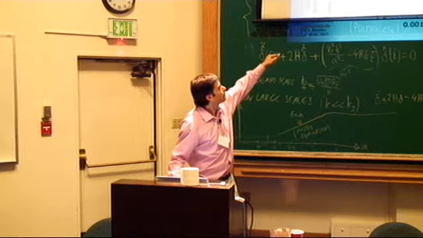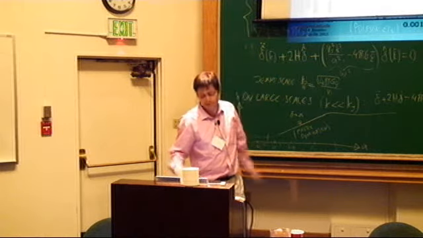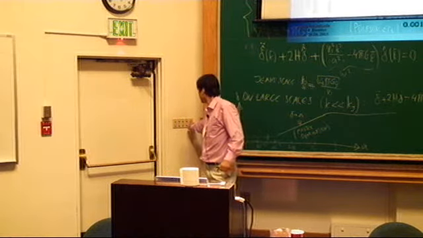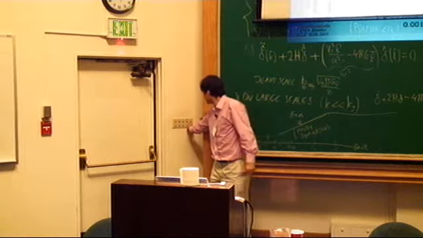So here, this scale on the left is the largest. These are the largest scales. This is basically the wavelength of our universe. This is the scale of our universe.